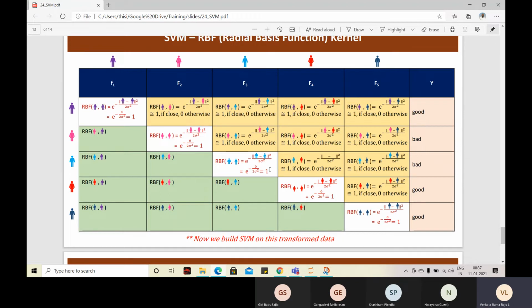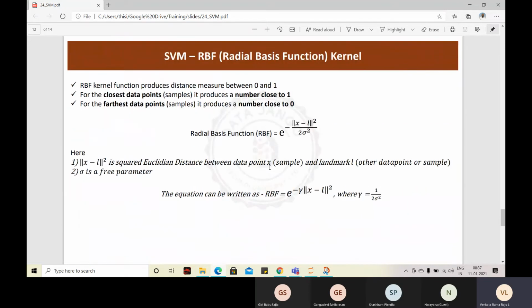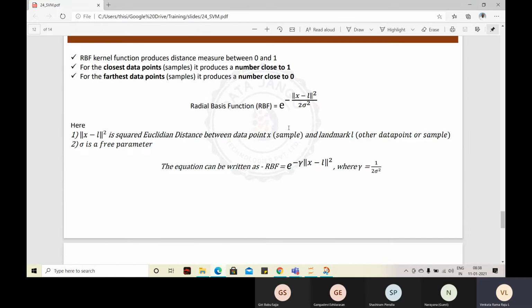Now you build a model. The model makes sense easily. The pattern recognition becomes easy. So these kernel functions actually standardize the data. They bring data to a certain kind of pattern. That way the algorithm will be able to easily identify it. So how does this radial basis function work?